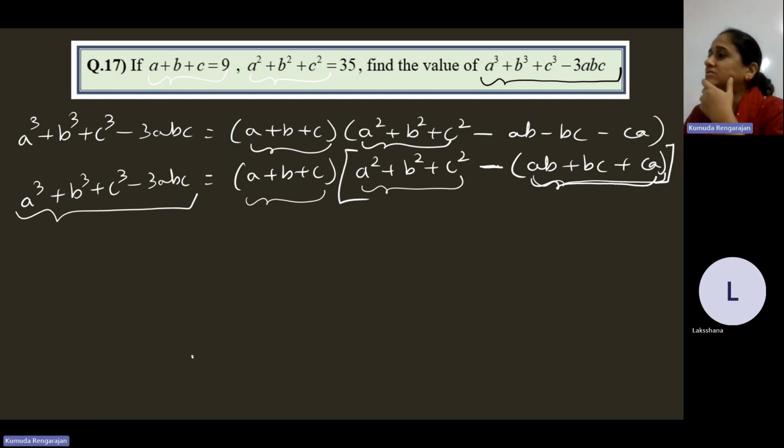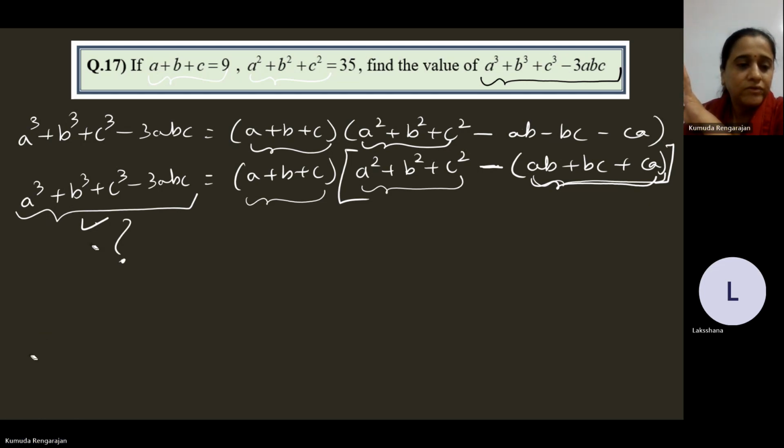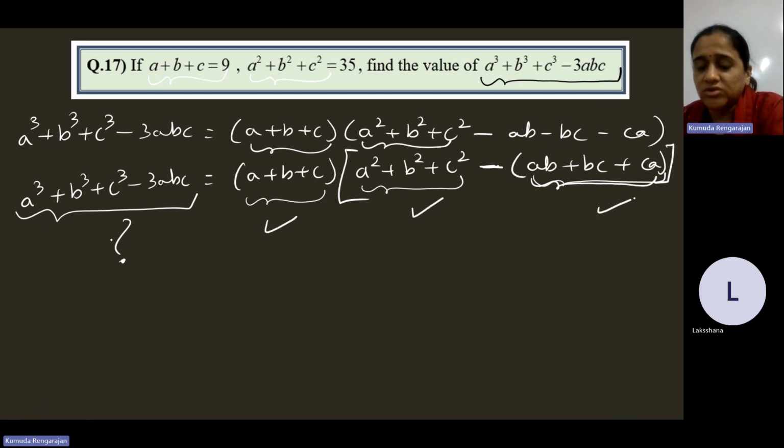How many expressions does this equation have? Four expressions. Now we have to find the value of this one, right? This is what we don't know. Correct? This is what we have to find. So if you have to find this, you should know the value of this expression and this expression. Do you know the value of a plus b plus c? Yes, 9. Do you know the value of this one? Yes, 35. But we do not know the value of this expression ab plus bc plus ca.